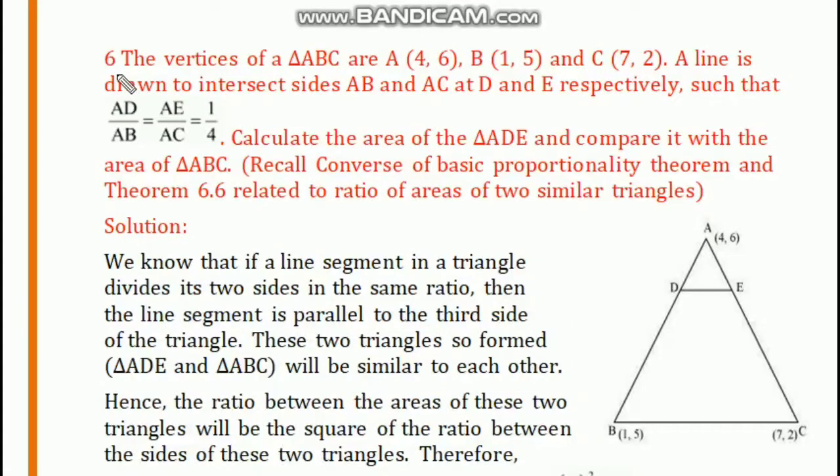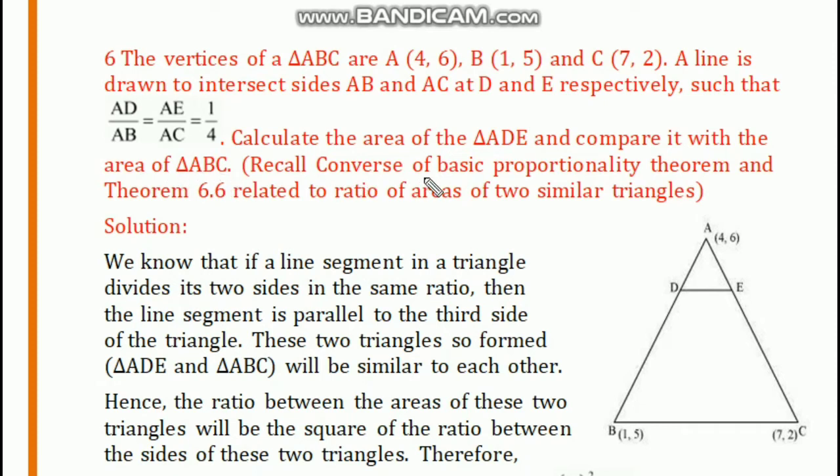Students, let's discuss exercise 7.4, sixth sum. The vertices of a triangle ABC are (4, 6), (1, 5) and (7, 2). A line is drawn to intersect sides AB and AC at D and E respectively, such that AD/AB = AE/AC = 1/4. The ratio is 1/4. Calculate the area of the triangle ADE and compare it with the area of triangle ABC.